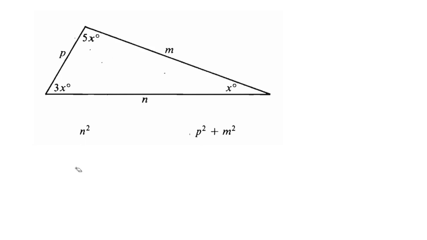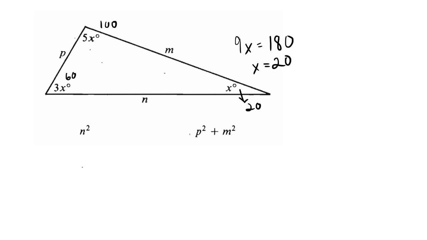So there's a couple of things I can do right off the bat here. The first thing is to notice that you have a 5x, a 3x, and an x right here. So that's 9x. And then, of course, there's 180 degrees. So that's going to be 180. X is going to equal 20. So this right here is 20 degrees. This right here is 100. And this right here is 60.